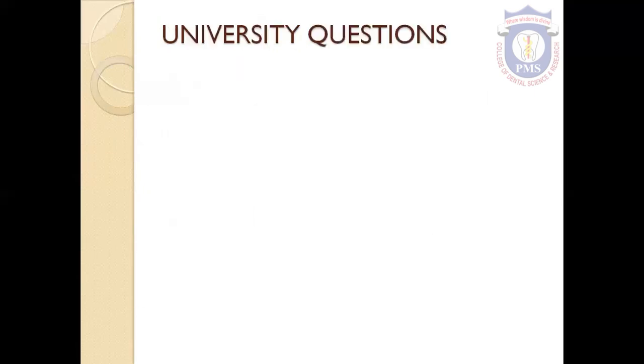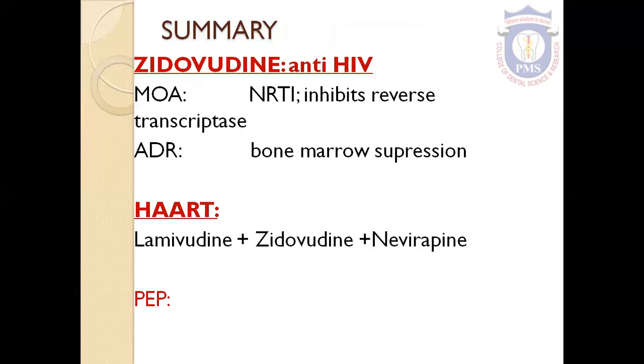Then about the post-exposure prophylaxis. It really depends upon the source of infection. If the source is positive and asymptomatic, we use a 2-drug regimen. And if the source is symptomatic, then we use a 3-drug regimen.